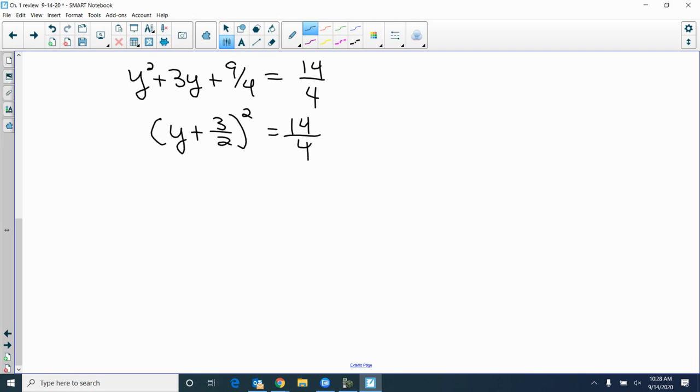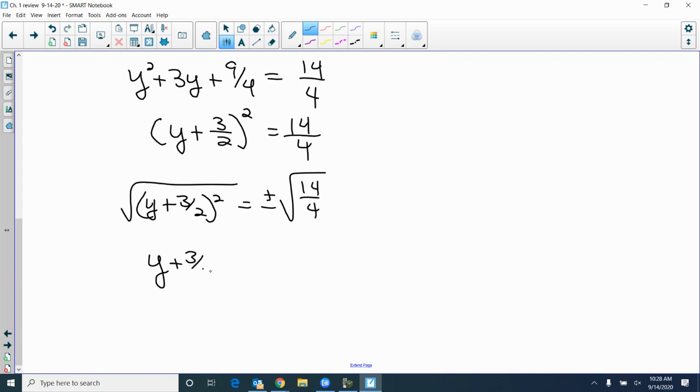Once you get to there, that's where you square root both sides. So square root of y plus 3 halves quantity squared equals plus or minus the square root of 14/4. So I get y plus 3 halves equals plus or minus. The square root of 14 doesn't simplify, but the square root of 4 is 2. You need to do that. You need to make sure that you simplify where appropriate.